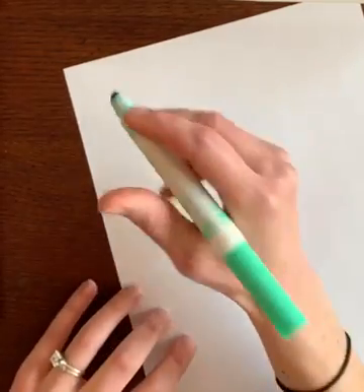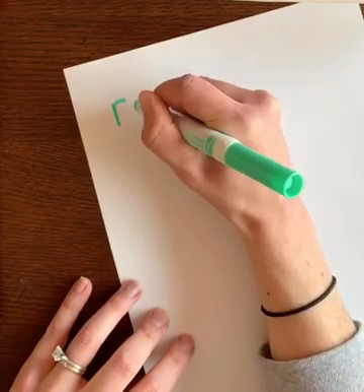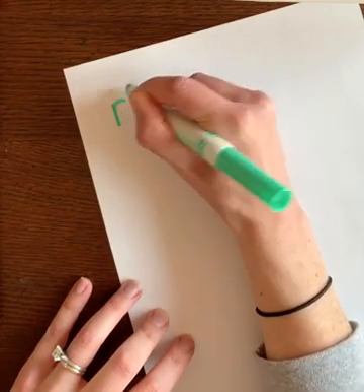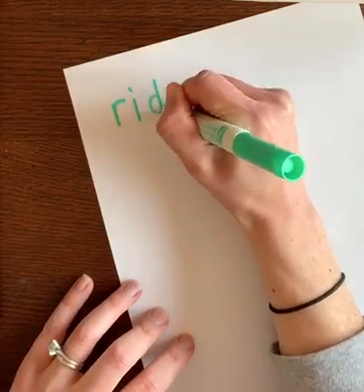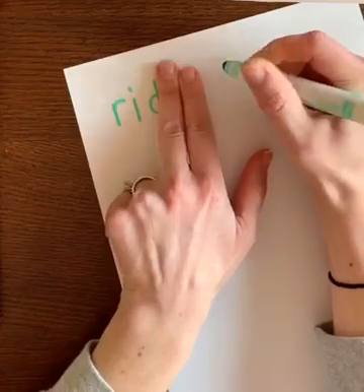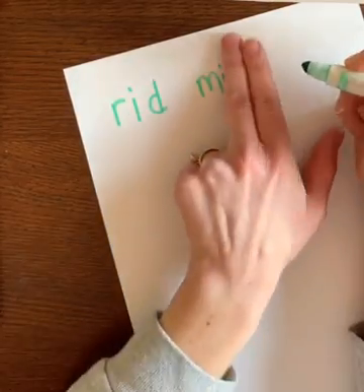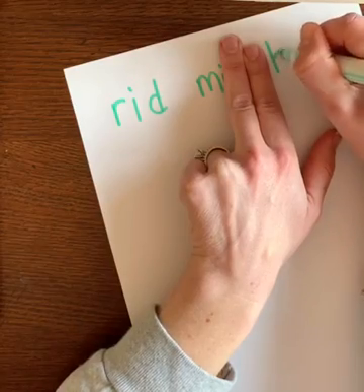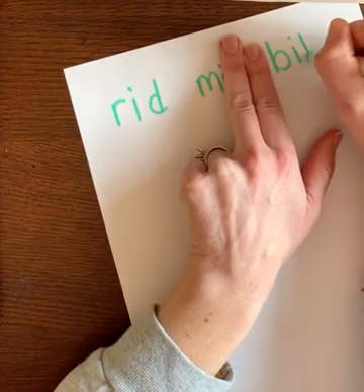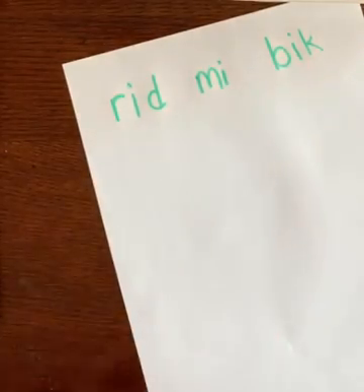So when I think about ride, I know that R says... Remember, spaces between my words. My bike. Okay, ride my bike. Good.